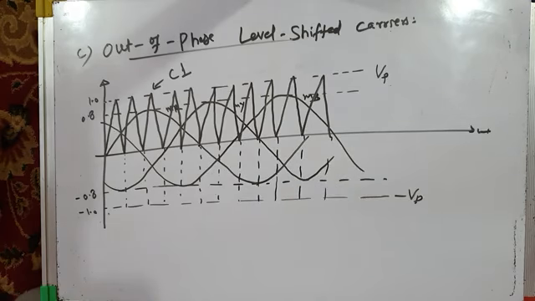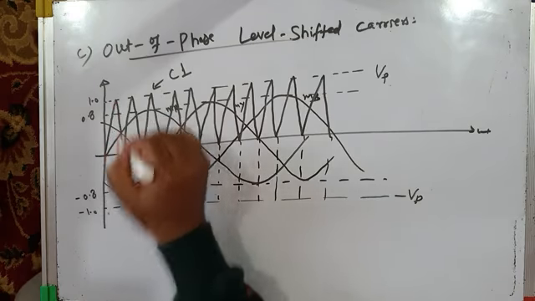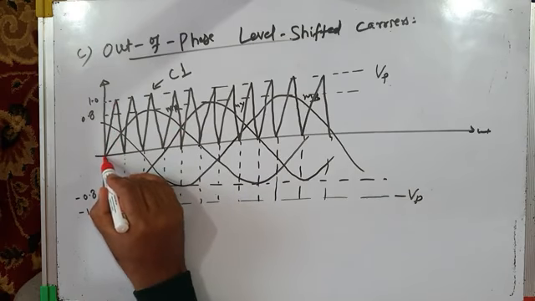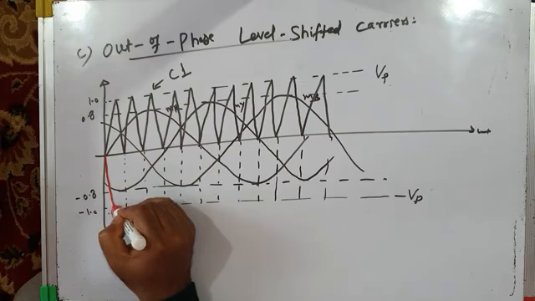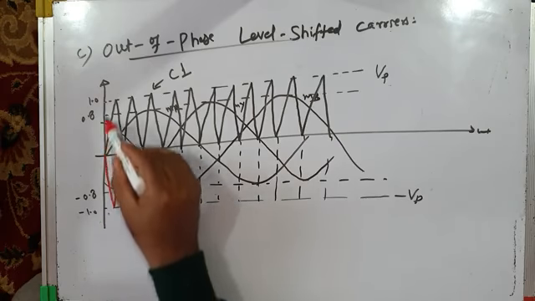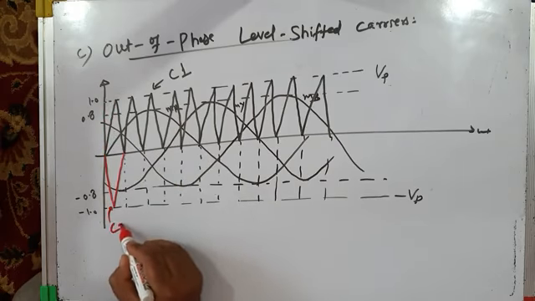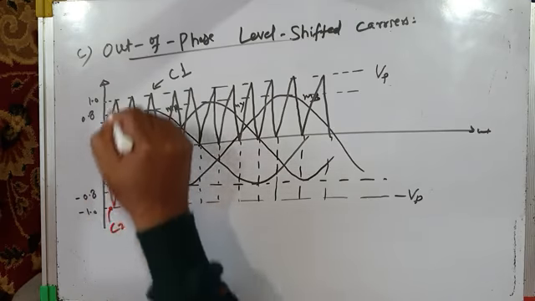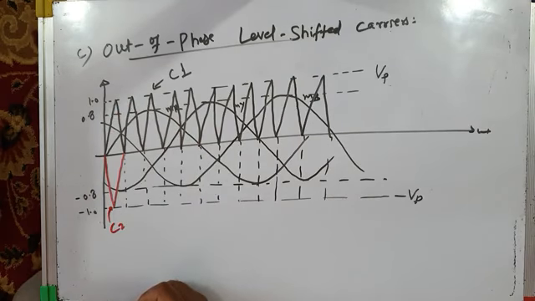So my carrier 2 is level shifted, but it is not in phase with carrier 1. It is out of phase. You see, it's out of phase. So this is carrier 1, C1. This is carrier 2, C2. So you can see they are out of phase with each other by 180 degrees.